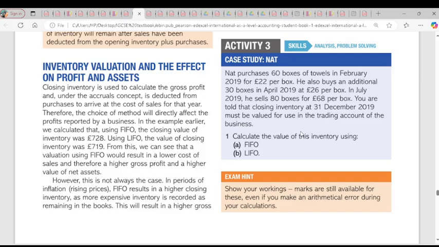The unit price for the first product is 22 per box. The unit price for the last product is 26. But remember, FIFO is first in, first out. LIFO is last in, first out. Last in is 30, and the price is 22. First in is 60. 10 multiplied by 26, 10 multiplied by 22. First in, first out is 26. Last in, first out is 22. 260 for FIFO, 220 for LIFO.